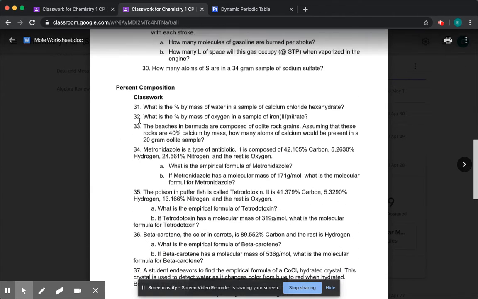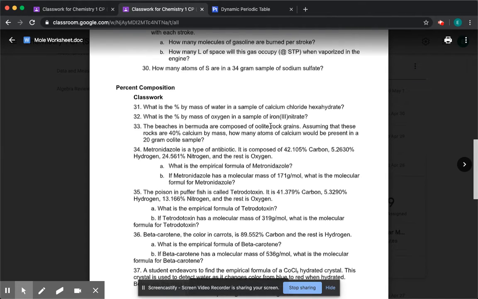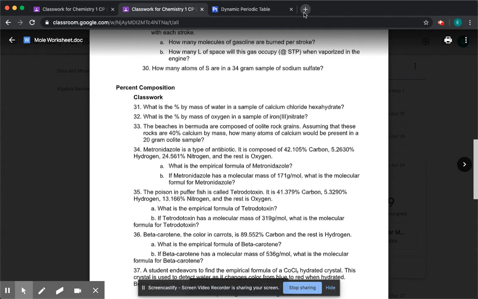Now let's do number 32. 32, we want to know the percentage of mass of oxygen in a sample of iron 3 nitrate. Iron 3 nitrate.